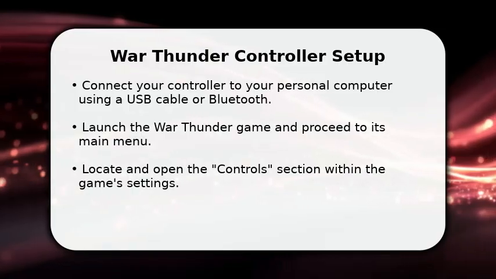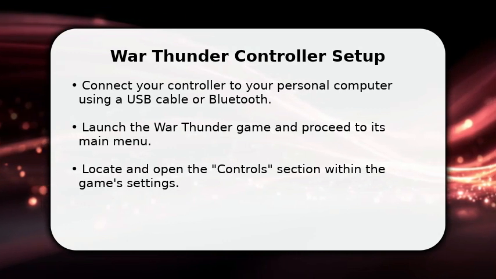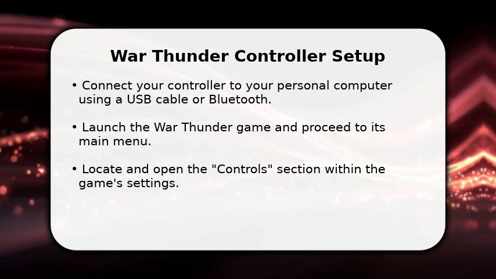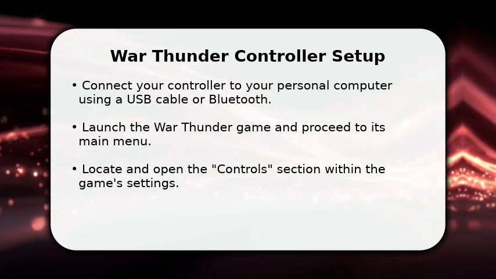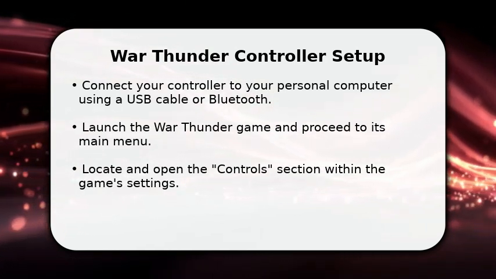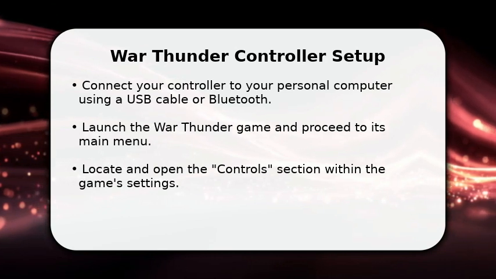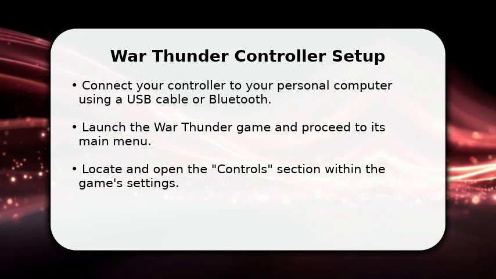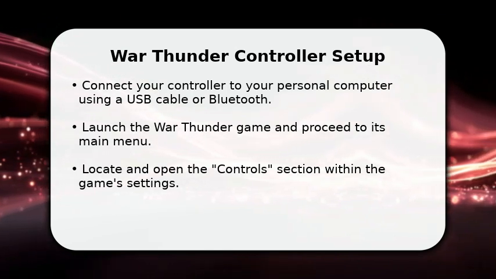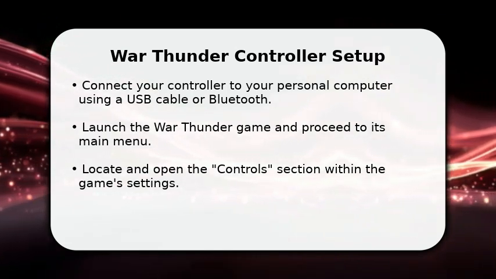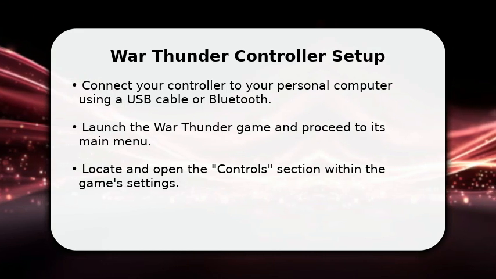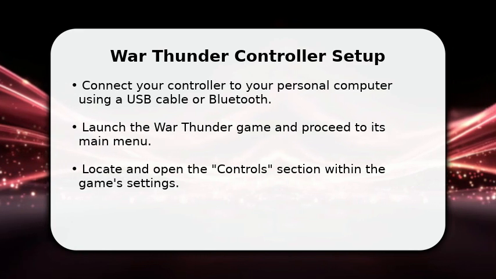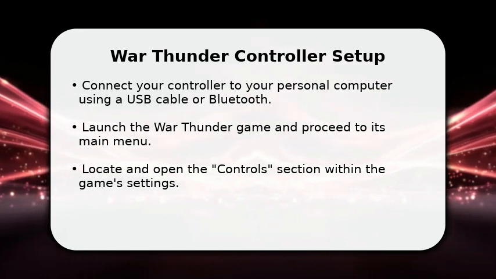In this video, I will show you how to play War Thunder on PC with a controller. First, ensure your controller is properly connected to your personal computer, either through a USB cable or wirelessly via Bluetooth. Once connected, launch War Thunder and navigate to the main menu. From there, you will need to access the game settings. Within the settings, look for the Controls section, which is where all your input device configurations are managed. This initial step is crucial for the game to recognize your controller.